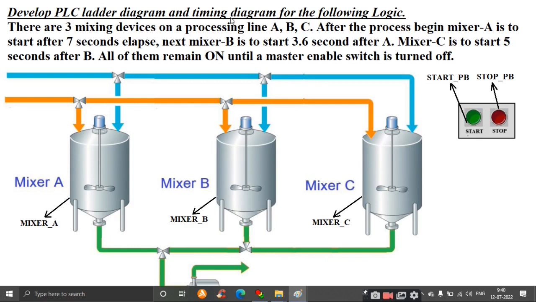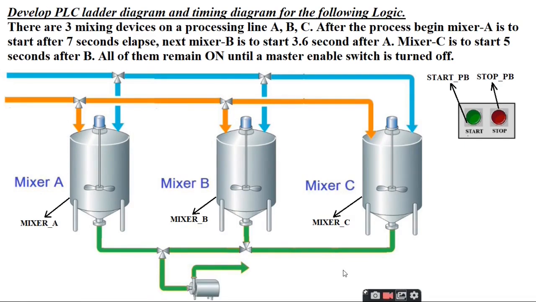So we'll develop PLC ladder diagram and timing diagram for the following logic. There are three mixing devices A, B, C. After the process begins, mixer A is to start after 7 seconds elapse. Next, mixer B is to start 3.6 seconds after A. Next, mixer C is to start 5 seconds after B. All of them remain on until a master enable switch is turned off.